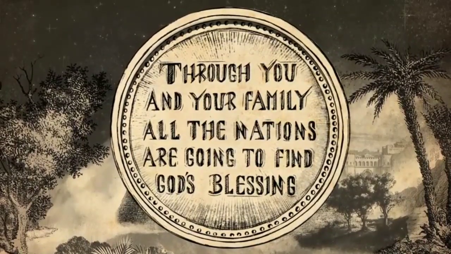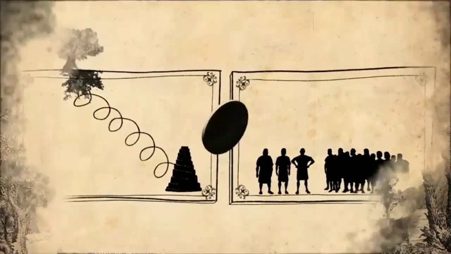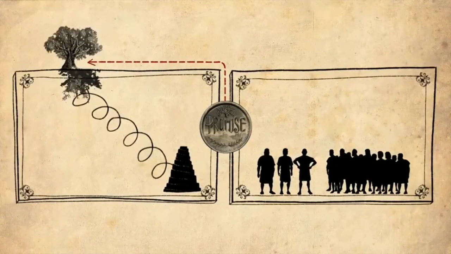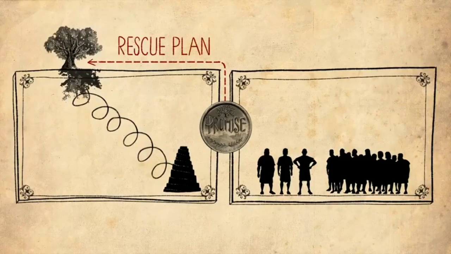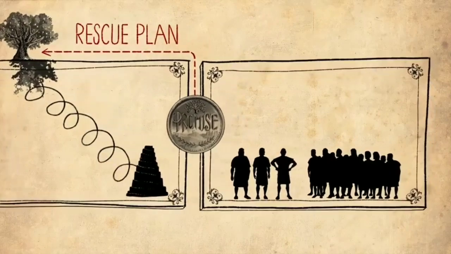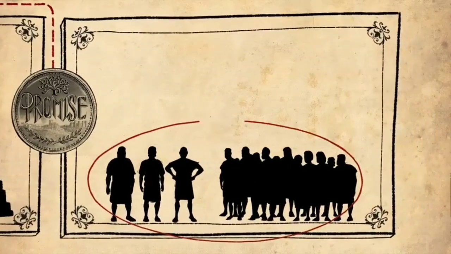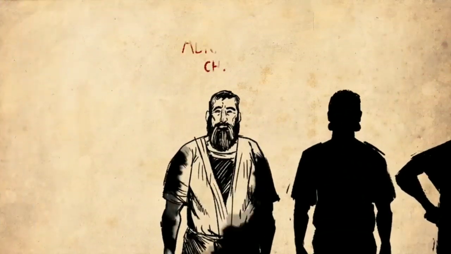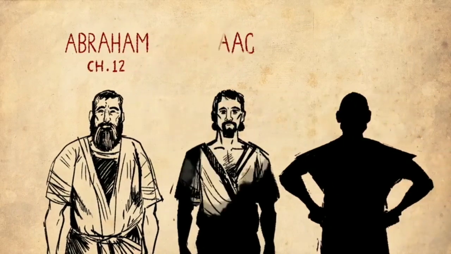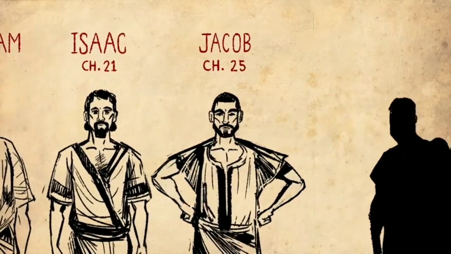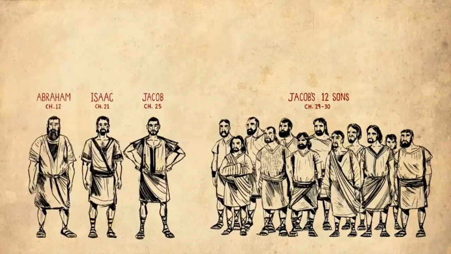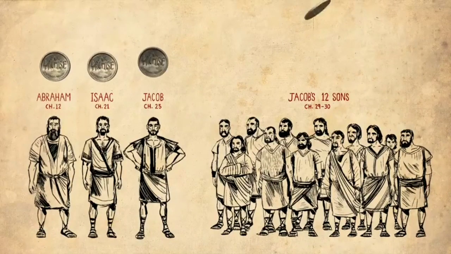And he says that through him and his family, all the nations of the earth are now going to find God's blessing. So basically, God is trying to restore humanity back to the goodness of the garden and to his original intentions for the world. So it's like his rescue plan for humanity. And that's why the whole second half of Genesis is about this one family. And so you have Abraham, and then he has his son Isaac, who has Jacob, and then Jacob has 12 sons. And to each generation, God renews his promise to bless them and all nations through them.